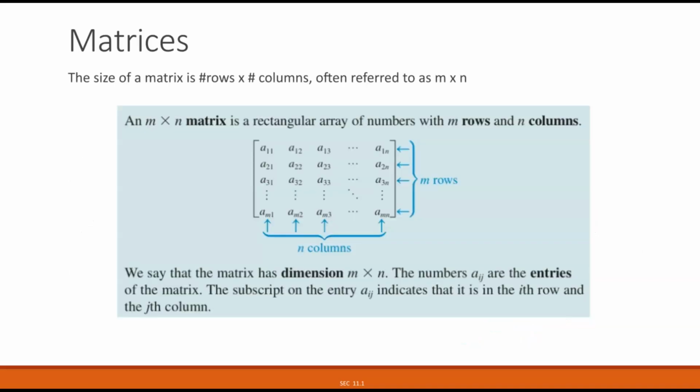Matrices. When we look at describing matrices as a set of numbers inside brackets, we consider the size of a matrix, or the dimension of a matrix. When we look at size or dimension, we say that there are m rows and n columns, so our dimensions are r by c, rows by columns, m by n.